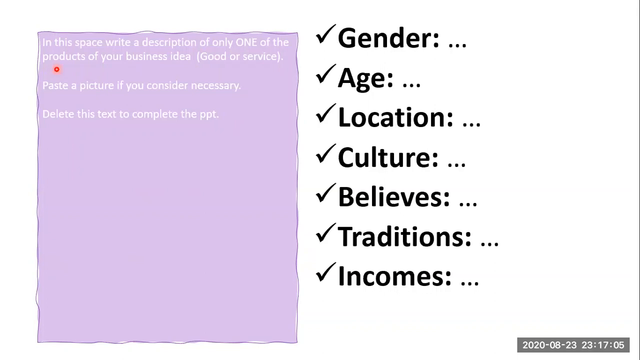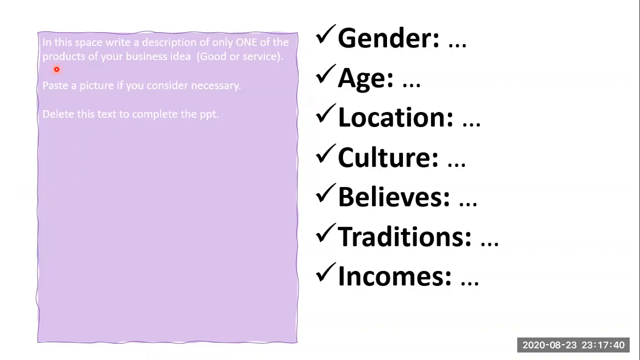Because when I was reading your business ideas, I would love you to go to my comments on Edukai and read, because most of you had wonderful ideas and I love them very much. And you included a lot of products, which is really good. But because we don't have the whole time to work on all the products, I'm asking you right now to choose only one.